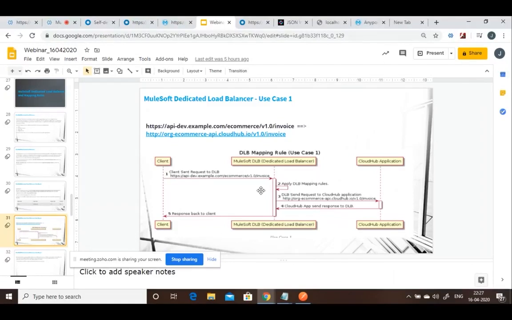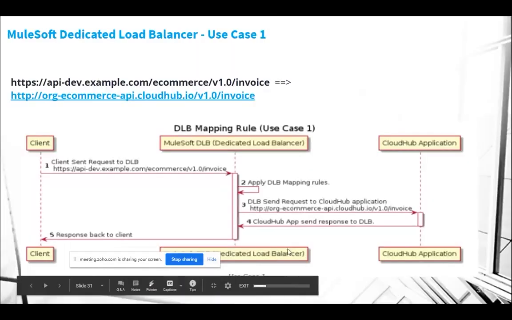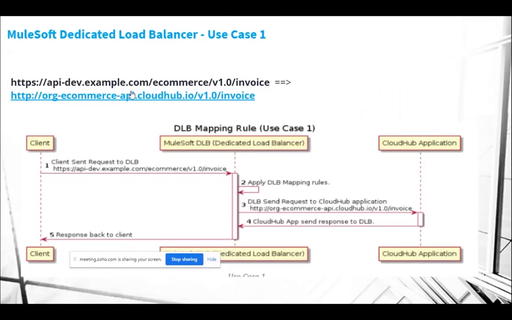8091 is HTTP and 8092 is HTTPS. So basically the client sends the request to the dedicated load balancer. Let me move to presentation mode. This is the first use case. I'm getting a request on https://api-dev.example.com/e-commerce/version1.0/invoice. This is the request I'm getting on my dedicated load balancer. Now the dedicated load balancer has to transfer the request to https://e-commerce-api.cloudhub.io/version1.0.